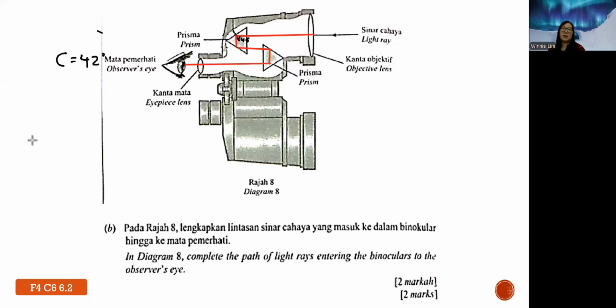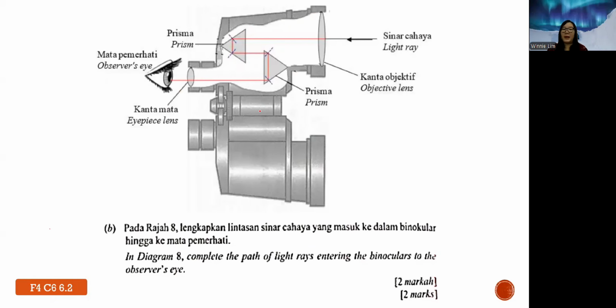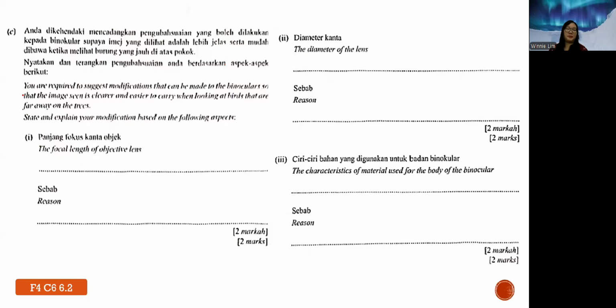So this is the path. Okay, and then you complete it with the arrow. From the answer scheme, this is how you show the idea. So they actually encounter 1 time, 2 time, 3 time, and 4 time total internal reflections.